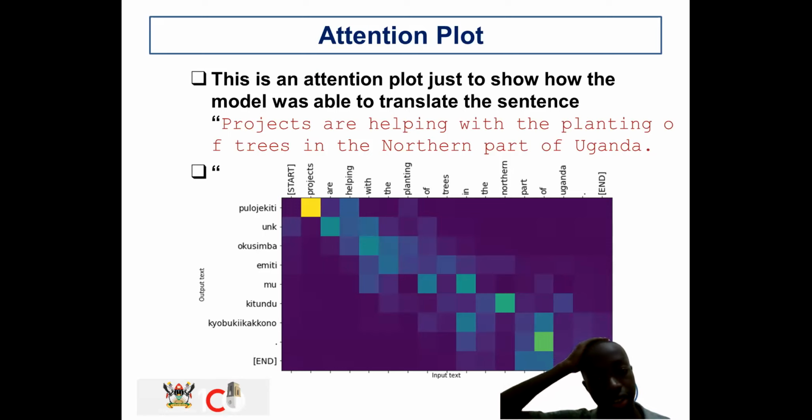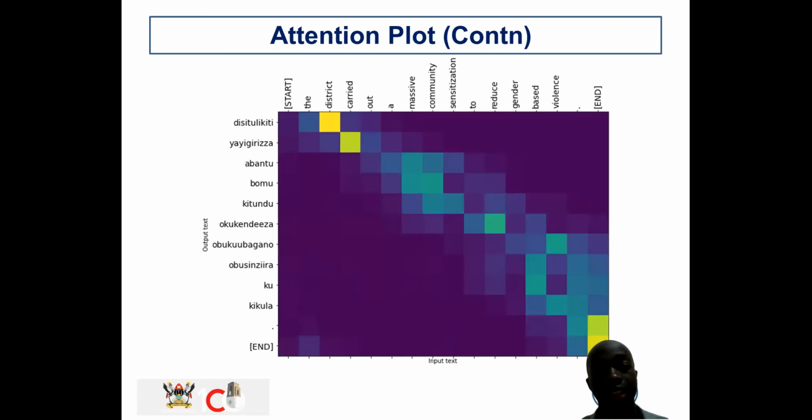And this was an attention plot. It shows how it was mapping these words, because I used an architecture called the attention mechanism in this data set. Here, as you can see, it mapped the projects very well. It didn't know what I is, so it was unknown. Oximba it mapped to helping MET. And this is what it did on some other sentence, that the district carried out a massive community. Now this is how it mapped it.